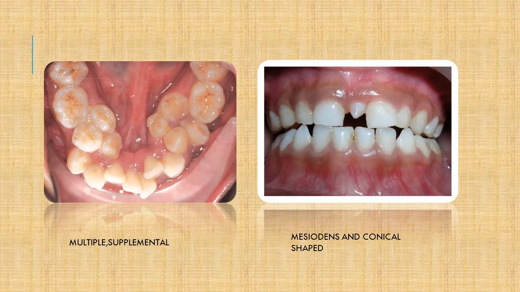Here are some pictures of extra teeth. In the first diagram you can see many normal-shaped, multiple supplemental teeth. You see these are all extra teeth, supernumerary teeth. And in the other diagram you can see a mesiodens. This is present between the two maxillary central incisors, and you can see how its shape looks, conical, a peg shape.